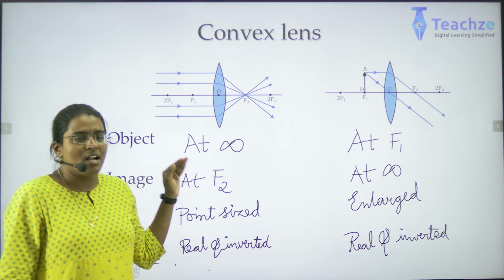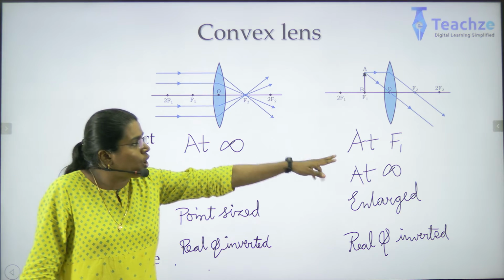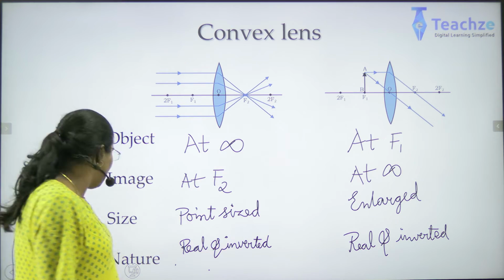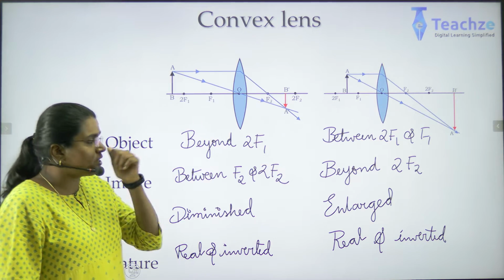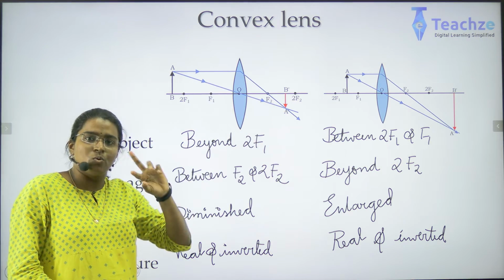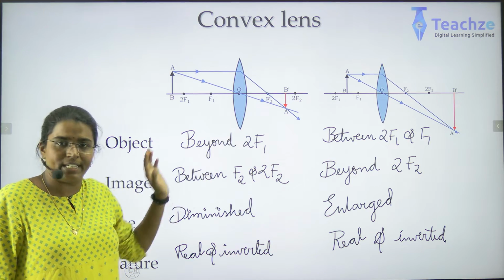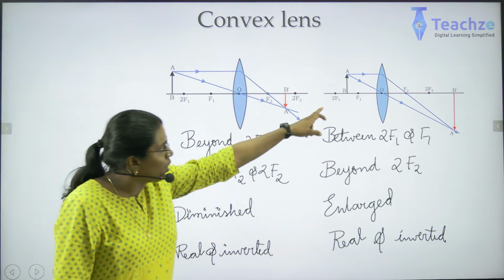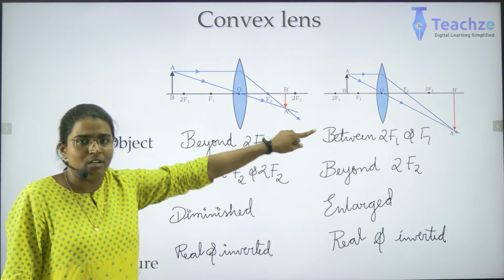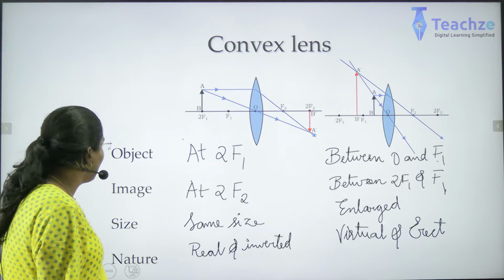Convex lens: object at infinity, the image at F2 will be point size, real and inverted. The object at F1 will create an image at infinity, enlarged, real and inverted again. The object beyond 2F1, the image will be between 2F2 and F2 on the other side, diminished, real and inverted again. If you keep the object between 2F1 and F1, the image will be beyond 2F2, enlarged, real and inverted.